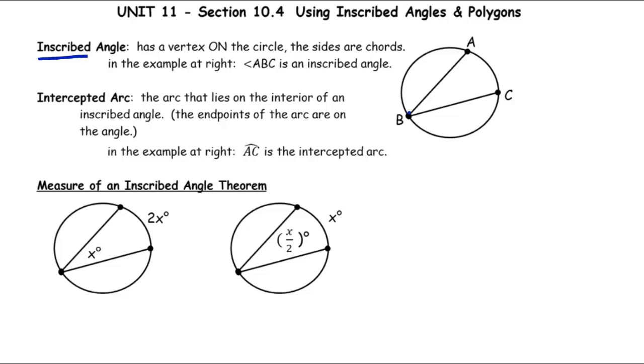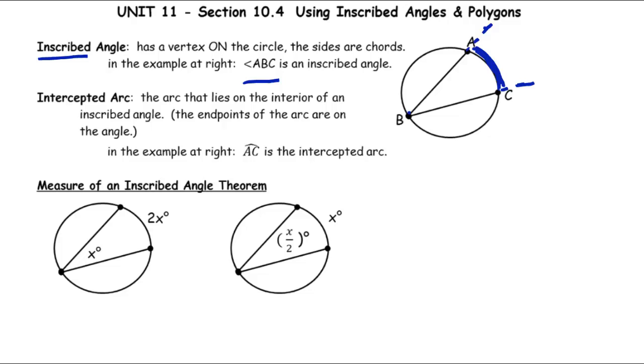The sides of your angle are chords of the circle, and so in the example over here at right, angle ABC is the inscribed angle. Now the intercepted arc is the part of the circumference, the arc that lies on the circle, on the interior of an inscribed angle. So if you thought about this, the sides of this angle intercept the circle and kind of cut out a chunk, it's the part of the circumference, the arc that's between the two sides of the angle.